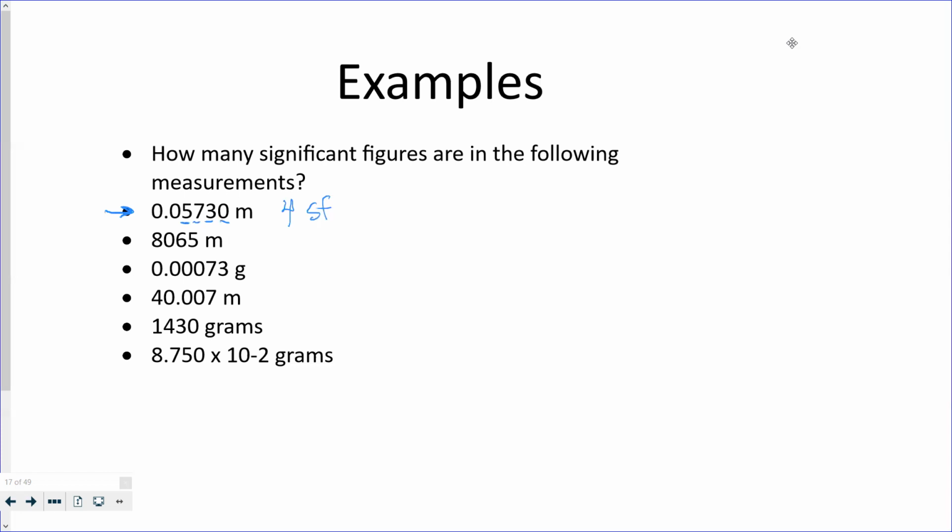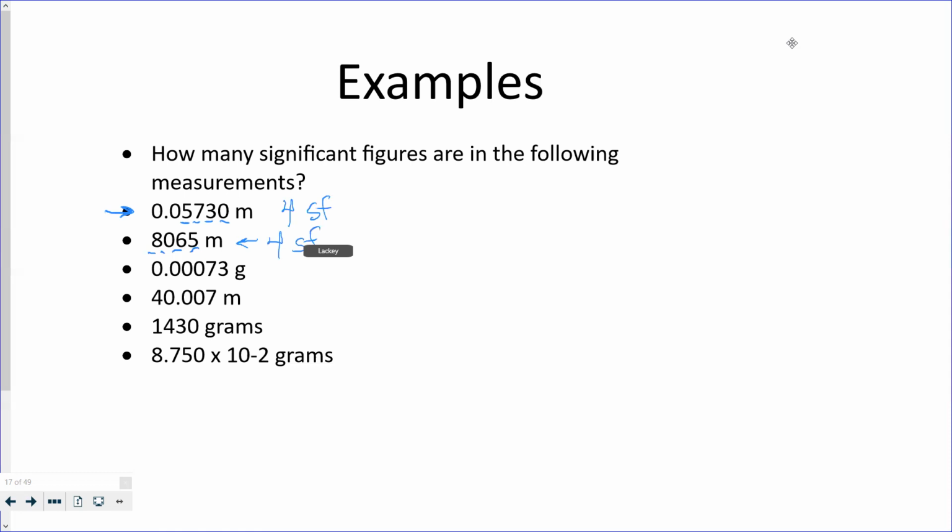Looking at the next one, we have 8,065 meters. This does not have a printed decimal point, so we are reading it from right to left. Our first non-zero digit from the right is 5, and we count every digit after we started. So this also has 4 significant figures.